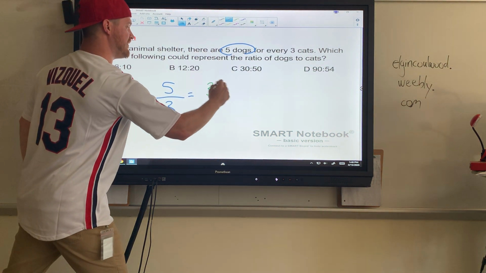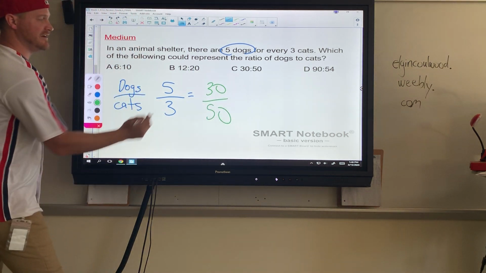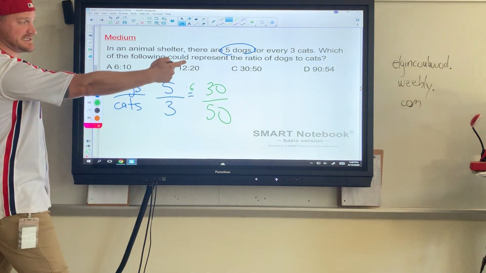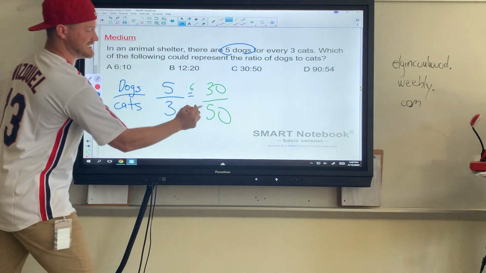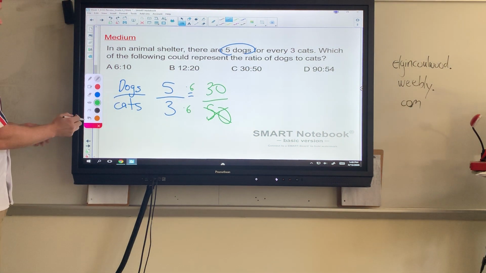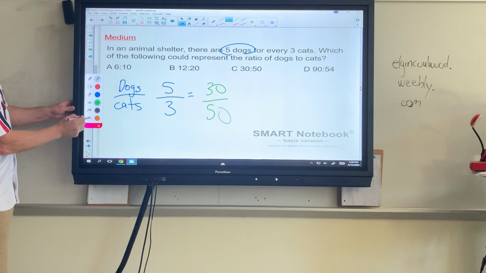C, getting there, we have 30 over 50. 5 times 6 is 30, but 3 times 6 is not 50. We know it can't be that one. Again, we also know it wasn't right because the numerator was less than the denominator.